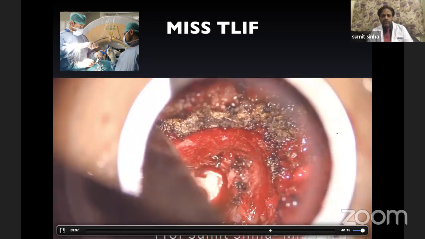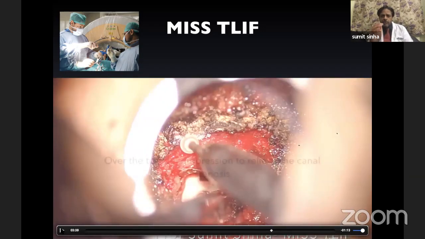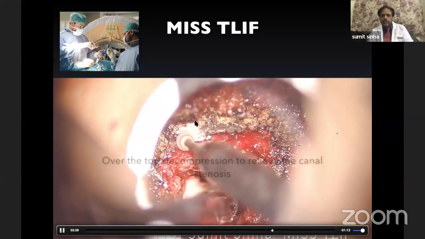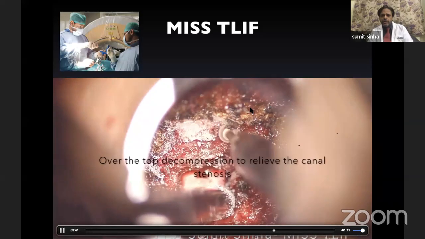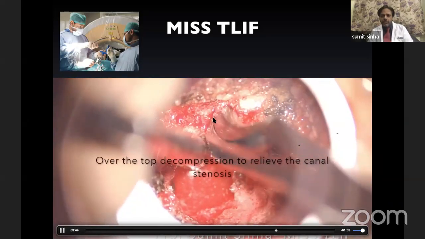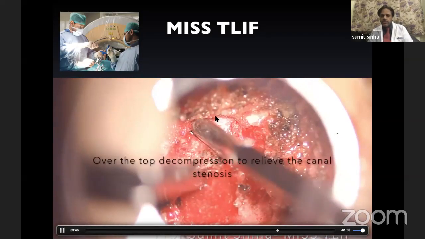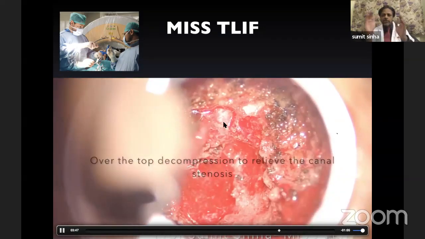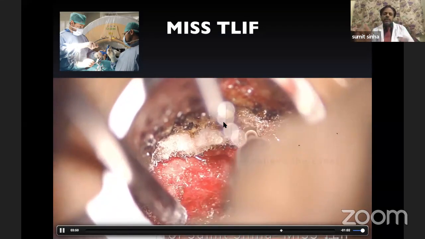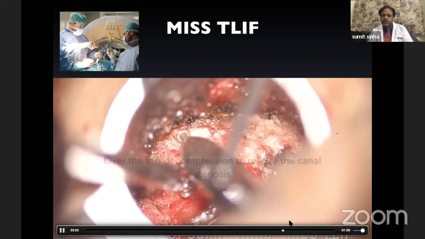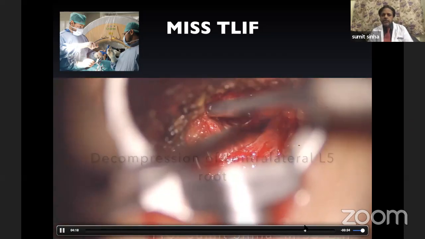Now sometimes what happens is that, especially if in a preoperative MRI there is canal stenosis also associated with your discal protrusion, then you have to do a canal decompression also with your TLIF procedure. Now this is what I am doing. Sorry, I am drilling the spinous process of the L5 and S1, and doing the decompression over the dura of the L5-S1 interspace, so that at the end of the surgery, it looks like this.